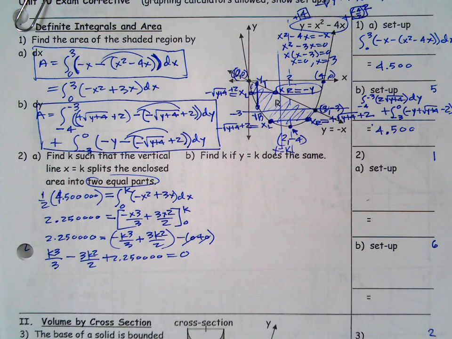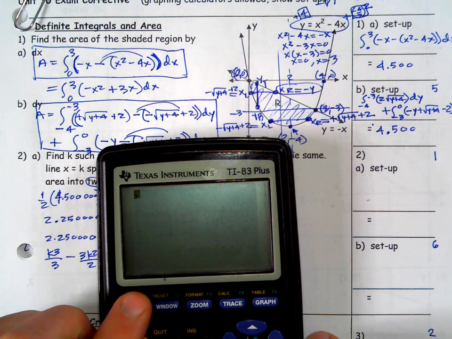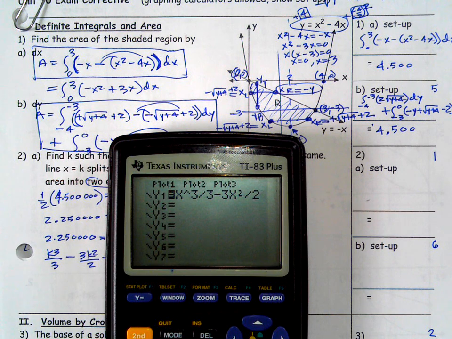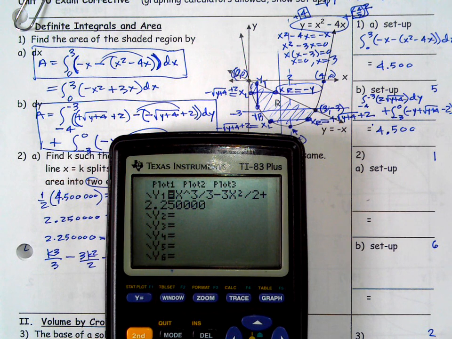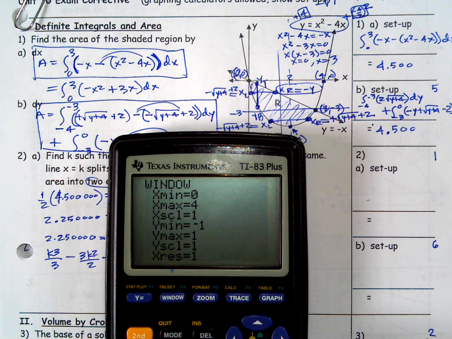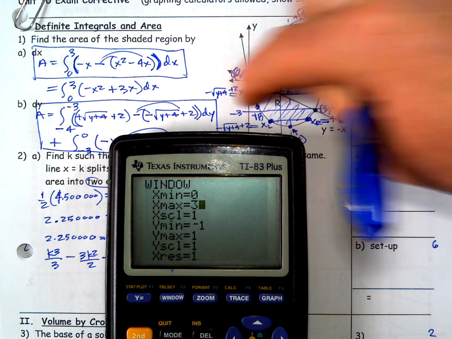And so then we're going to solve this on our calculator. The way I solve these on my calculator is I go to y equals, and I type that in: x cubed divided by 3 minus 3x squared divided by 2 plus 2.25. You can put the zeros in if you want. And then I go to window, and I want to say, well, what k values are possible? And so it's 0 to 3, because those are the left and right sides of that region in terms of x. So it's got to be somewhere in between those.